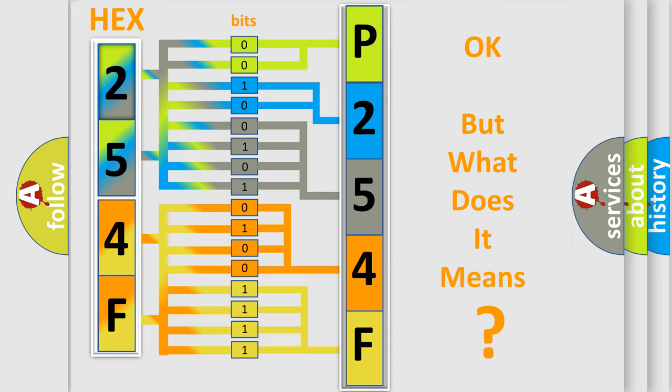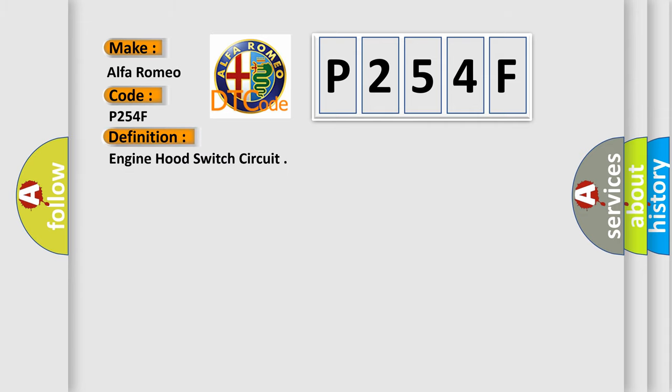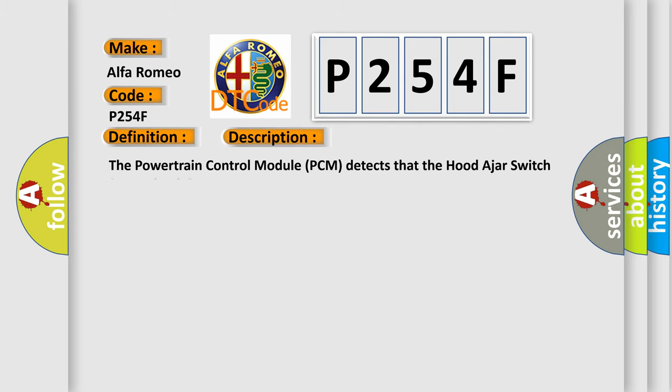The number itself does not make sense to us if we cannot assign information to what it actually expresses. So, what does the Diagnostic Trouble Code P254F interpret specifically for Alfa Romeo car manufacturers? The basic definition is engine hood switch circuit. And now this is a short description of this DTC code.